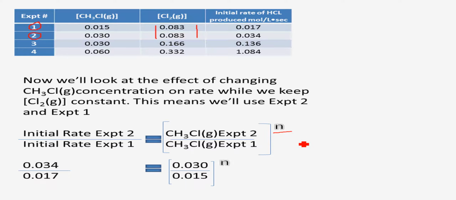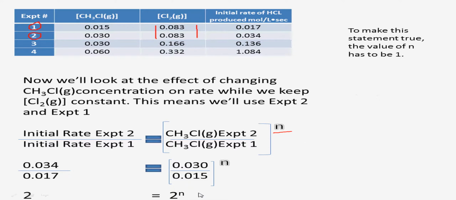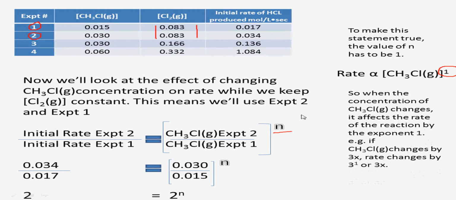Sub in my values, and now I need to make that statement true. What does n have to be? Well, to make the statement true, n has to be a value of 1. So my rate varies with the concentration of my CH3Cl raised to the exponent 1. What does that mean? Well, when the CH3Cl concentration changes, the rate changes by the exponent 1.